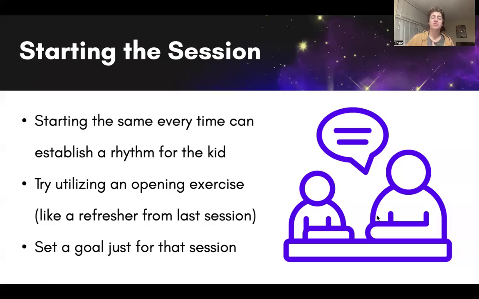Starting the same way every time can really help establish a rhythm for that kid so they know what to expect when they go into that session, even if they're working on homework one session, concepts another session, or studying for an exam another session. If you're starting the same every time, they can be like, okay, I know for at least the first 10 minutes this session is going to start this way. And I think that is a very positive thing for the student and yourself, because it helps diffuse some of those nerves.